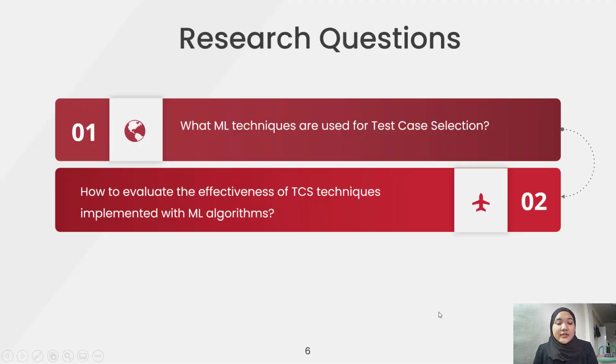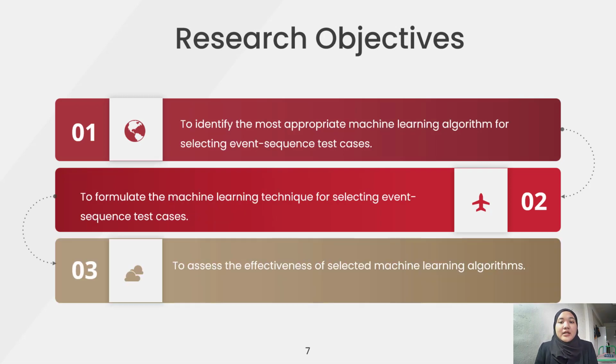So the research question is, number 1, what ML techniques are used for test case selection? And second, how to evaluate the effectiveness of TCS techniques implemented with ML algorithm. It brings us to our research objectives, which are to identify the most appropriate machine learning algorithm for selecting event sequence test cases, to formulate the machine learning technique for selecting event sequence test cases, and to assess the effectiveness of the selected machine learning algorithm.